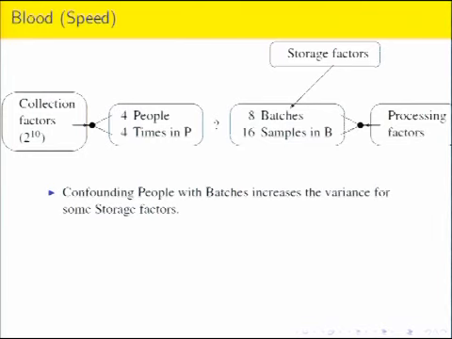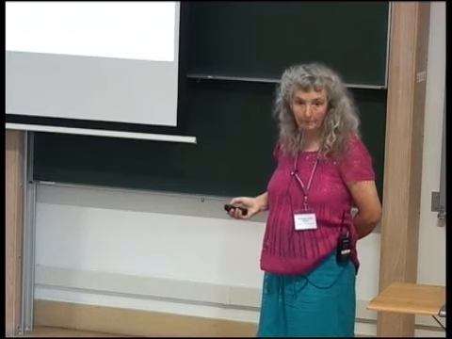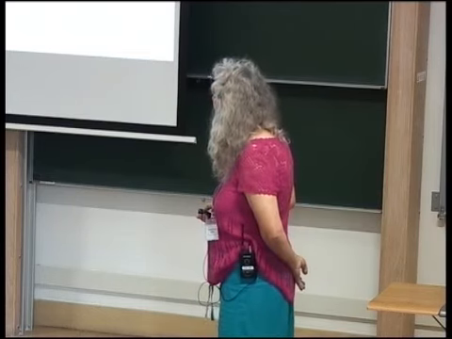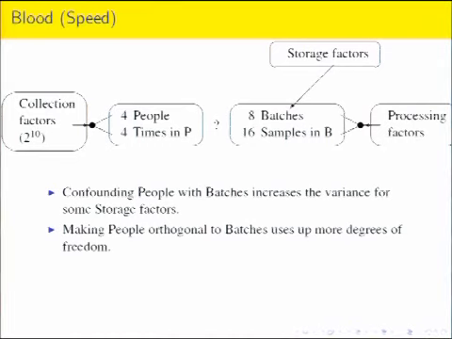So this is Terry's question to me, and I'm going to turn it into a question for you. What might we think about? We might think about confounding people with batches. But some of these storage factors are already going to have batch-to-batch variability. If we do that, we're going to add in the person-to-person variability for that. We might think about doing the sort of complete opposite and then make the people orthogonal to batches. But of course, in some sense, that wastes or uses up some more degrees of freedom.